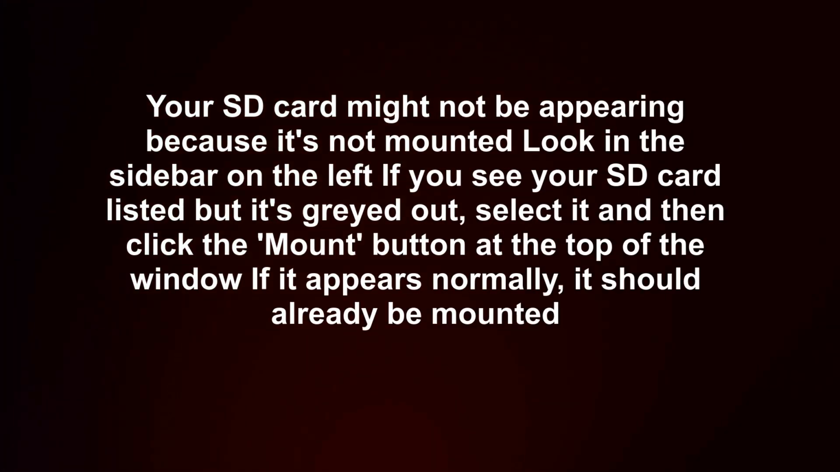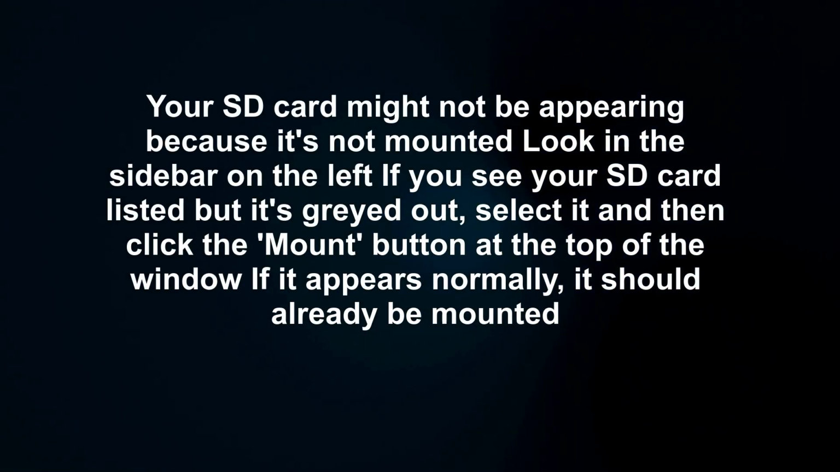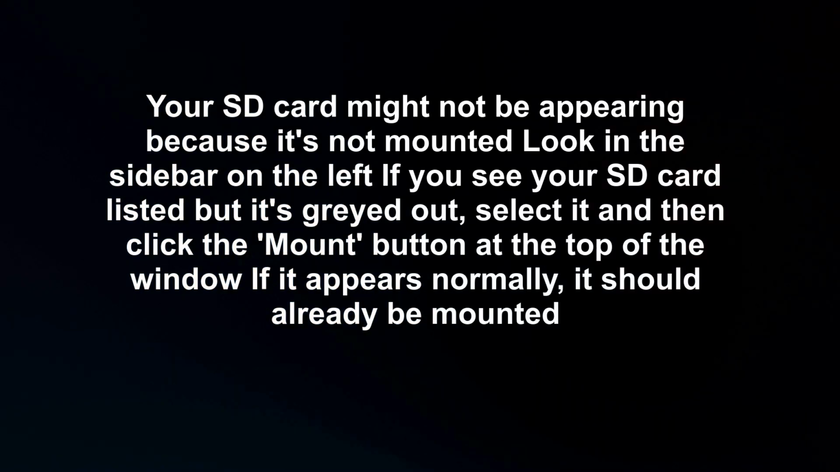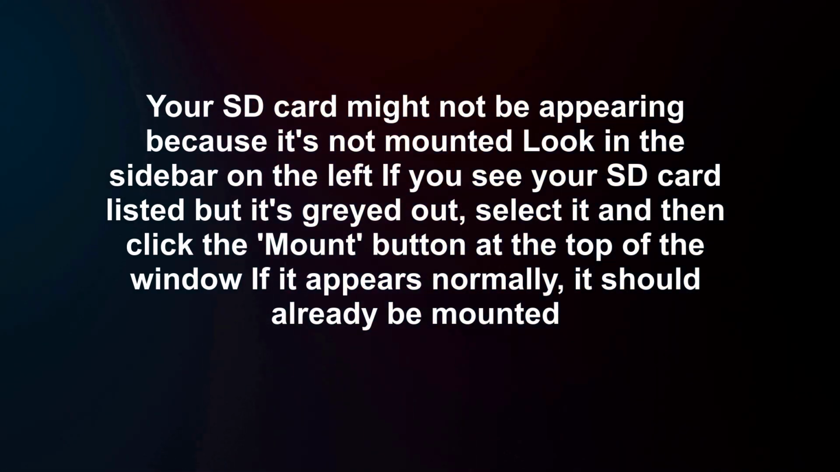Your SD card might not be appearing because it's not mounted. Look in the sidebar on the left if you see your SD card listed but it's grayed out. Select it and then click the Mount button at the top of the window. If it appears normally, it should already be mounted.